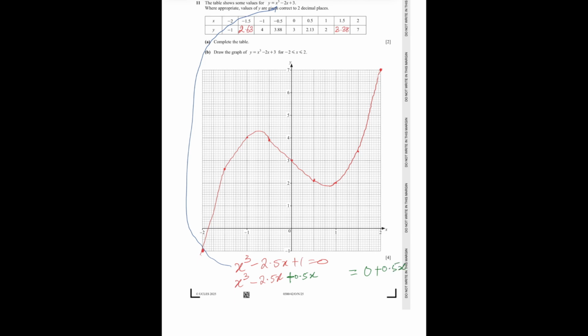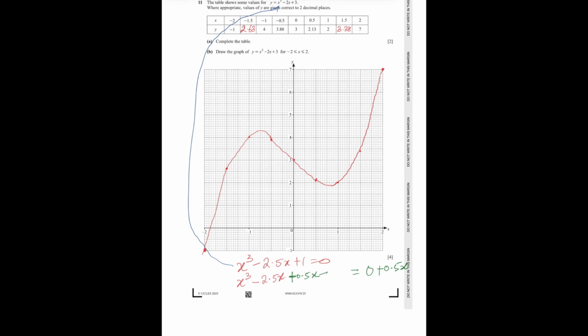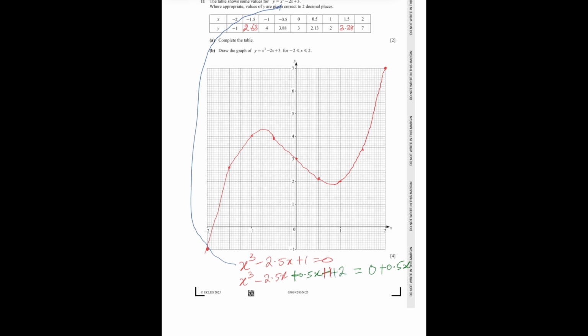Now, what will I add to 1 to get 3? So, plus 1 is there. So, I will add plus 2. So, you can see this will be x cubed minus 2x plus 3 is equal to 0.5x plus 2. So y, which is my original equation, is equal to 0.5x plus 2. So this is the line I need to draw on this graph.